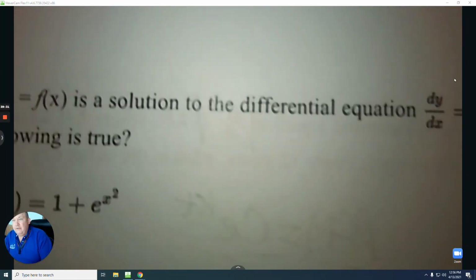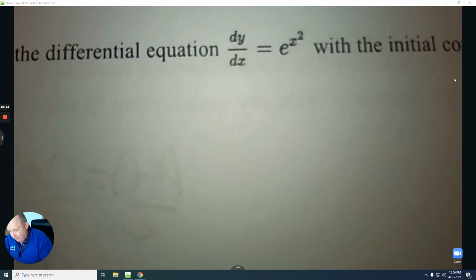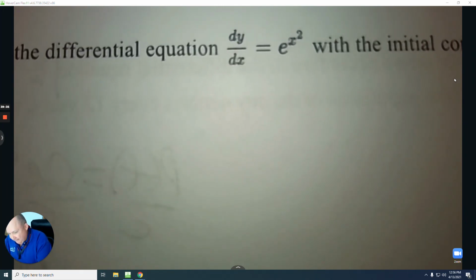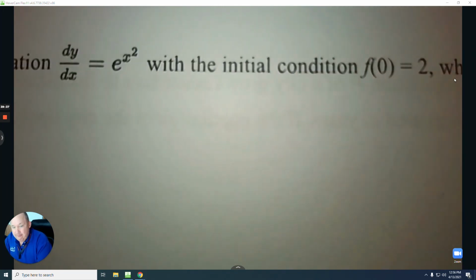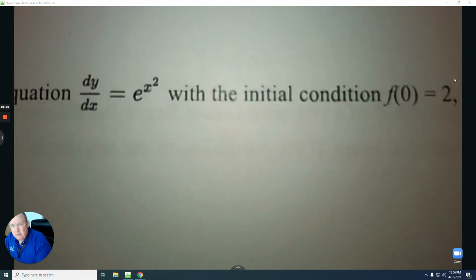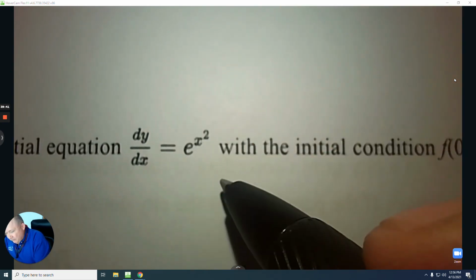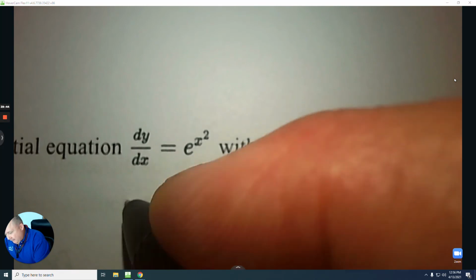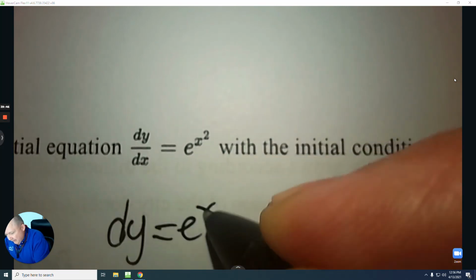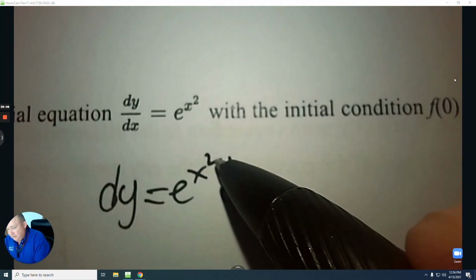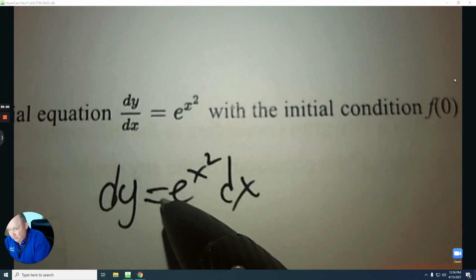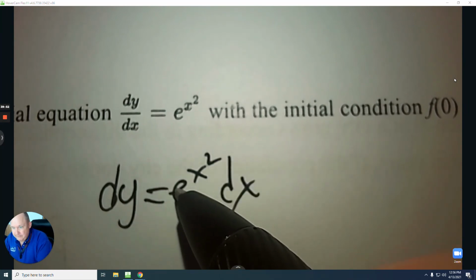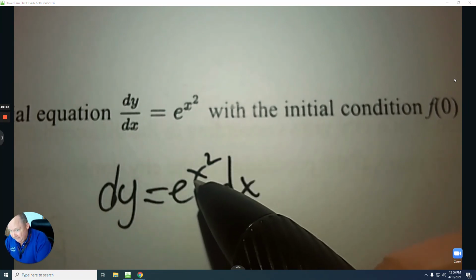If f of x is a solution to that differential equation with the initial condition (0, 2), which of the following is true? So if I integrate this, it's going to be trouble because I don't have any rule for this. See, the hook for x squared would be 2x. I don't have like terms to be able to undo it or have a rule for e to the x squared. So I have nothing there.